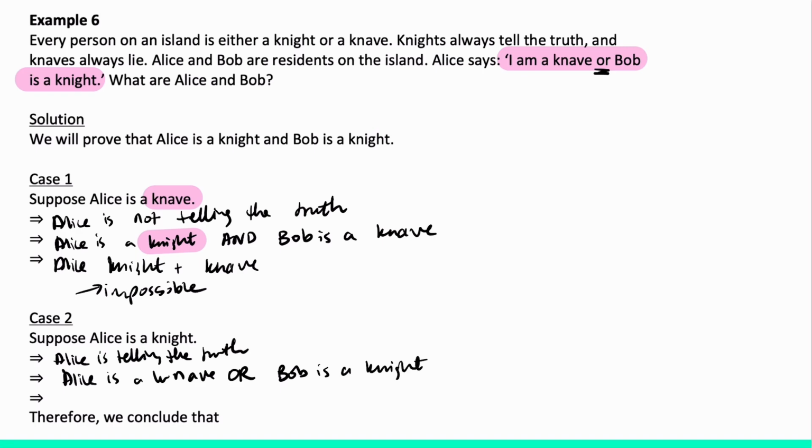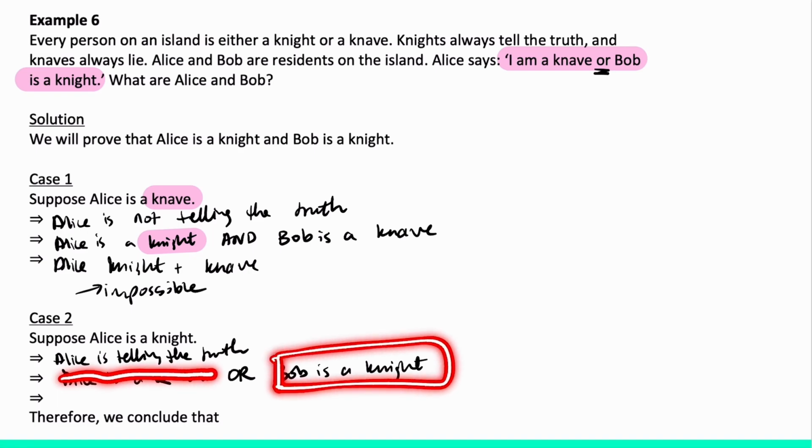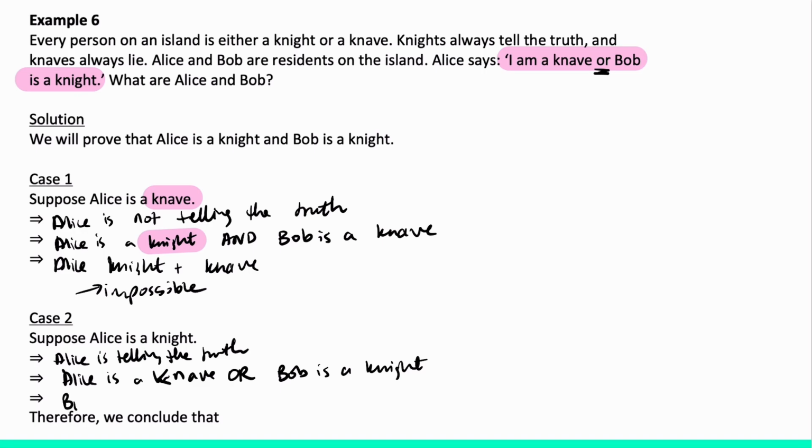Now remember, for an or statement to be true, only one of the premises needs to be true. So in this case, we've said Alice is a knight, and then her statement is that she is a knave. So that part can't be true. Could she be telling the truth about Bob being a knight? Well, that is the only option left, because if she's a knight, she's telling the truth. She told us she's a knave, which is clearly not true. So only the second part must be true in order for her to be a knight. So Bob must be a knight.